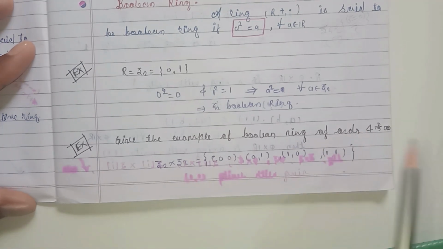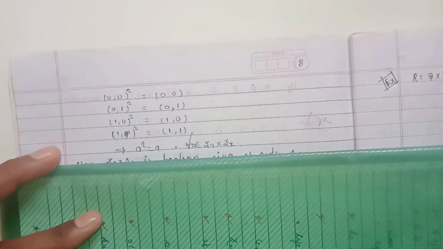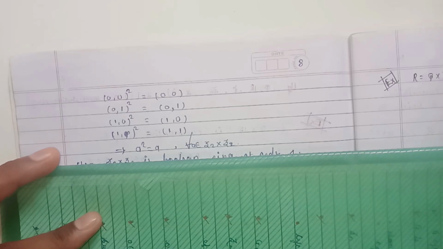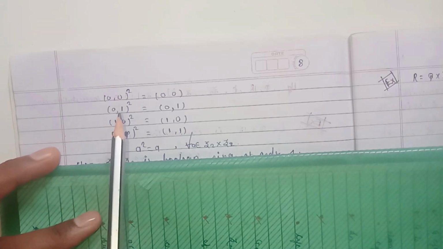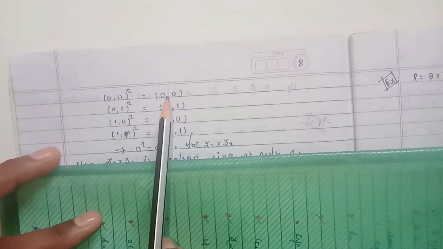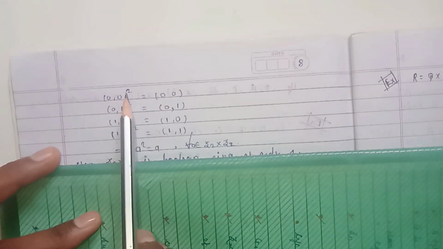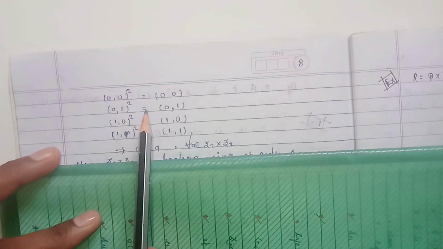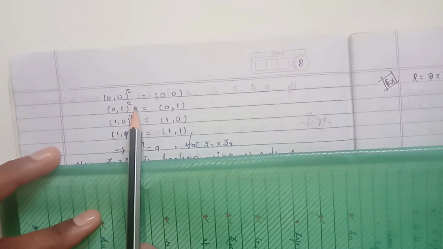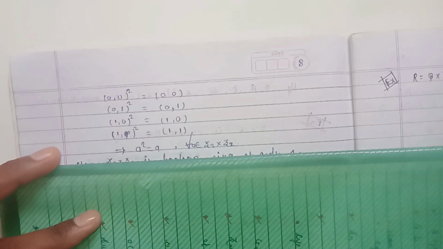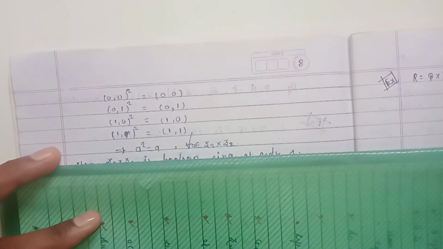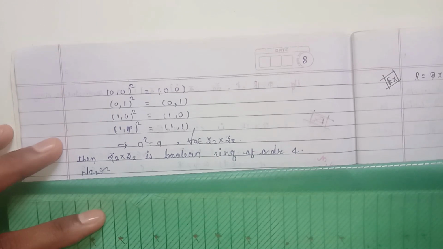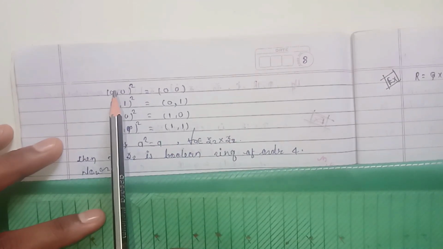And one more condition. We have to show whether Z2 cross Z2 has a square equal to the element, and later whether Z2 cross Z2 cross Z2 and so on has order infinity. First, a square must be equal to a, then we say that it is a Boolean ring. (0,0) square always comes 0, and (0,1) square, we just have to take the componentwise product of these two elements, so it is easy to find.